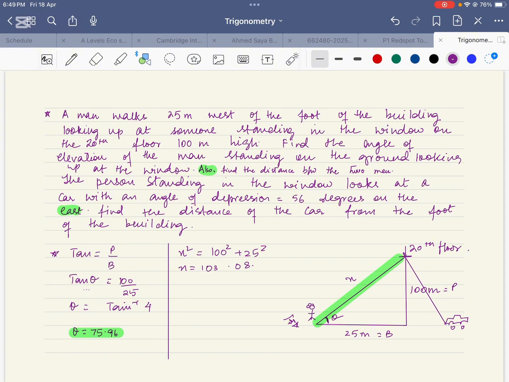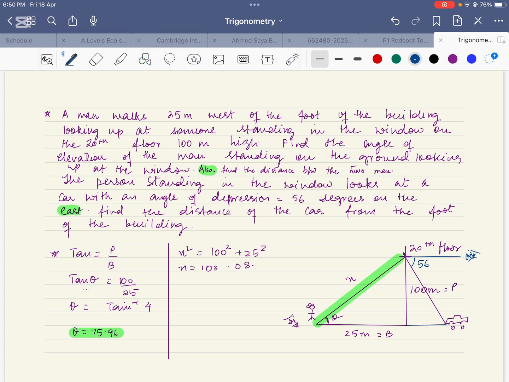Angle of depression is obviously made with the eye level. Eye level is over here. This is the eye level. So angle of depression is this one, which is 56 degrees. Find the distance of the car from the foot of the building. Foot of the building is here. We need to find this out.